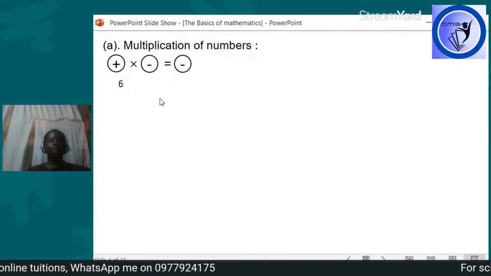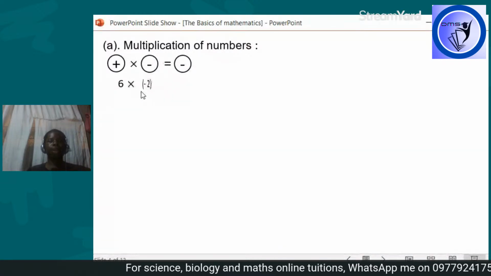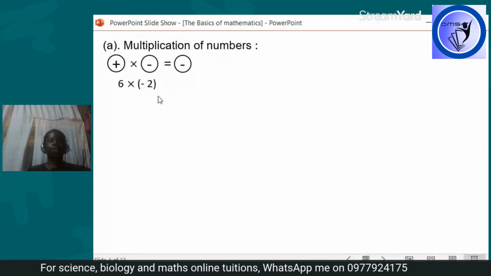For instance, let's say we have 6, which is positive because it does not have a sign on this side here. Then you are multiplying 6 with, let's say, negative 2 there.